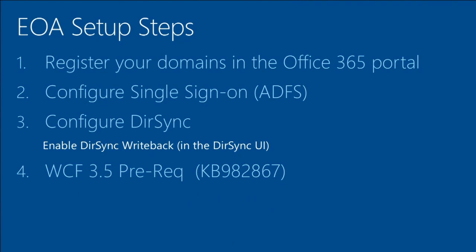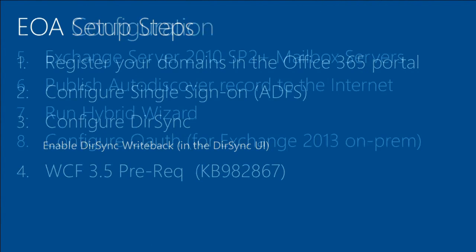First of all, of course, you'll register your domains in the Office 365 portal. Any number of domains that you have that are used for email addresses, you're going to register within Office 365. You'll be asked to prove that you own them, and you set up a DNS entry that says this domain is yours, and that's what we check. You configure ADFS, then you configure DIRSync, including the ability for Exchange Online to write back a couple of attributes within your Active Directory. We'll take a look at how that's done. There is one prereq, the KB is listed there, so you need to have that installed as well.